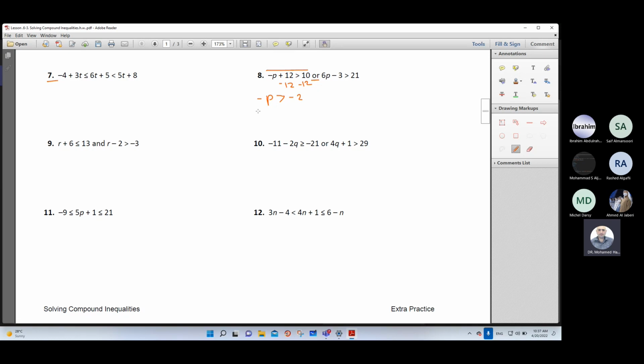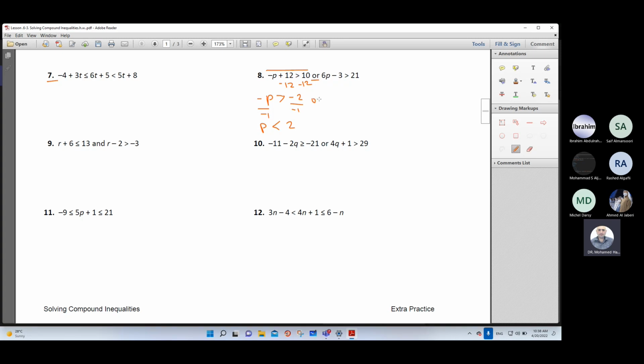Then negative b, we want to remove the negative from this side, so you can divide the two sides by negative 1. Negative b divided by negative 1 will be b, and switch the direction of the sign because we divide by a negative number. And here negative 2 divided by negative 1 will be 2.